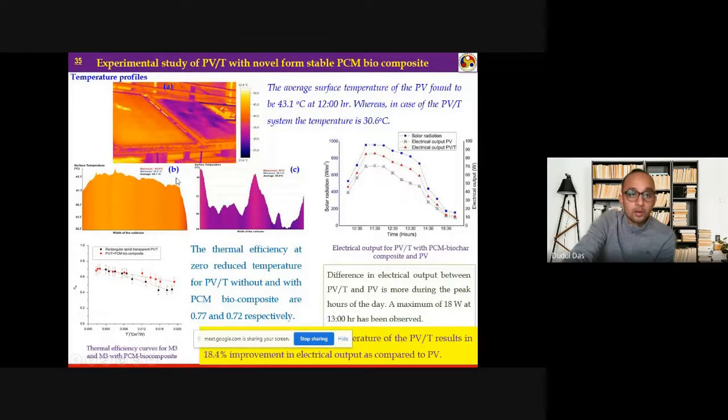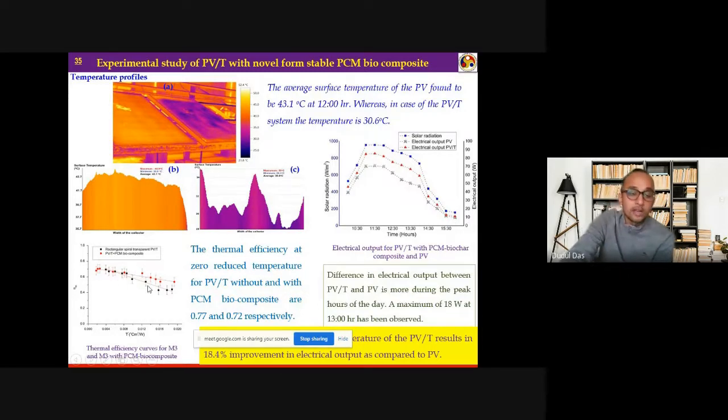From figures B and C, we can see B shows the PV average temperature, which is around 43 degrees centigrade. Under the same conditions, the PVT gives us an average temperature of around 30.6 degrees centigrade. That means a reduction of almost 12.5 degrees centigrade has been reported. And due to this decrease of 12 degrees in temperature of the PVT, as compared to PV, the PVT gives us around 18 watts more power output under the same ambient conditions.